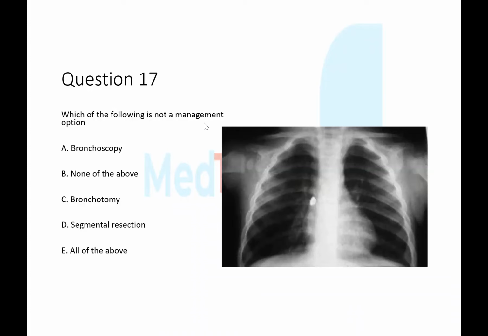Yeah, so what's the answer here? The answer is actually none of the above, because all the options listed here are modalities of treatment in patients who have aspirated. So you can do bronchoscopy. You go to the endoscopy suite, and instead of entering the esophagus like we do in gastroenterology, you enter into the trachea. Until you can see the foreign body, you assess it and bring it out through bronchoscopy. The other option is bronchotomy, where you surgically open up the lungs and bring it out. And you can as well do segmental resection. So next slide.